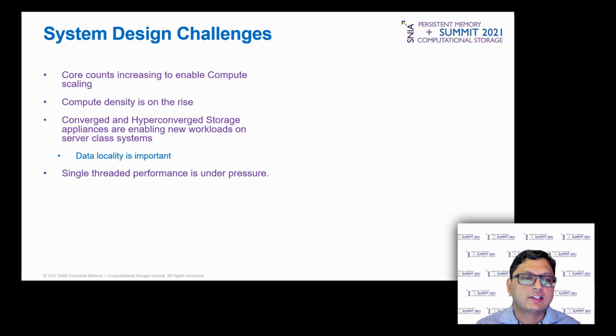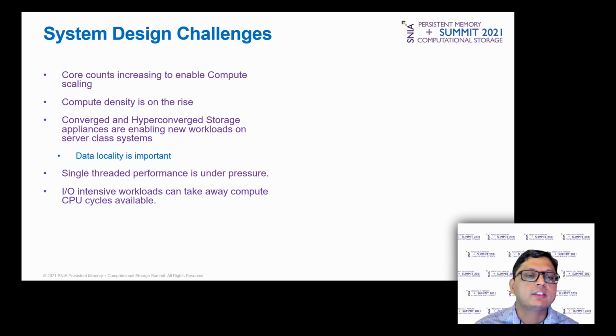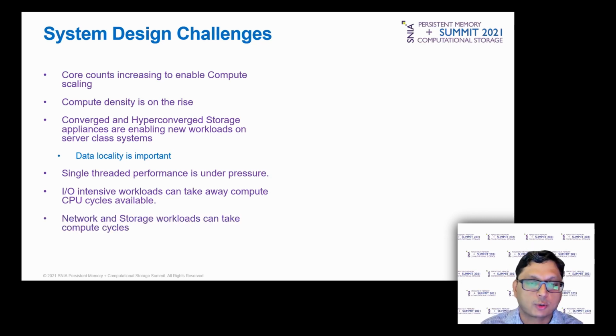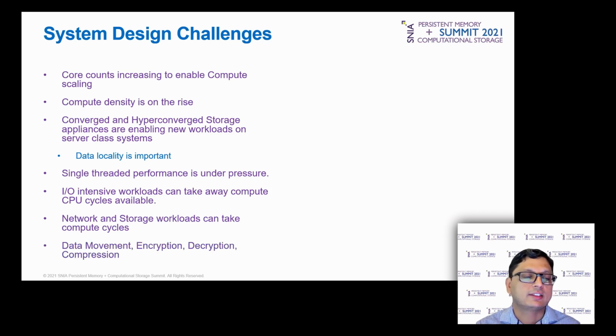But we also see that single-threaded performance is now under pressure. And that lends itself to different kinds of system design challenges. We also see that IO-intensive workloads can now chip away at your chargeable CPU cycles that are available to you. Some examples are network and storage workloads that can take away some of your CPU cycles. And then things like data movement, encryption, decryption, and compression, they all can take away from the application performance.